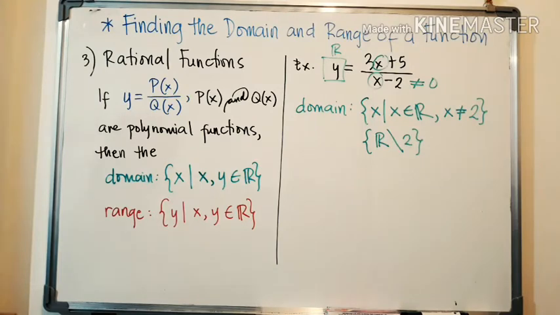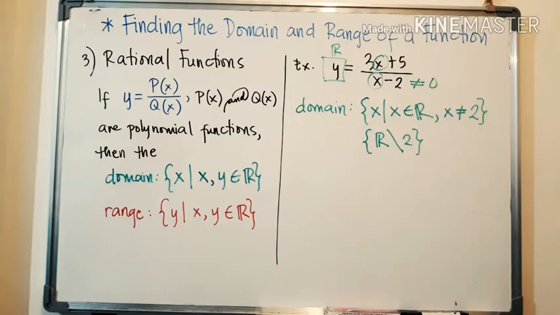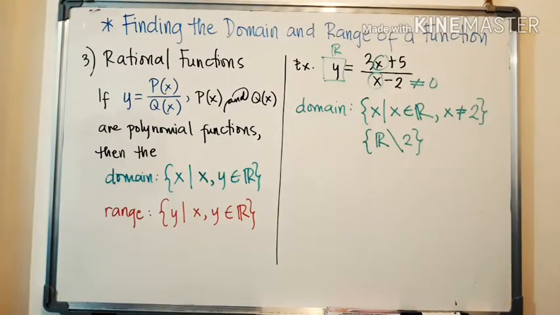3 pwede, 2.00001 pwede, 1.99999 pwede, basta hindi lang mag-equal kay 2. Okay? Now, let's have range.